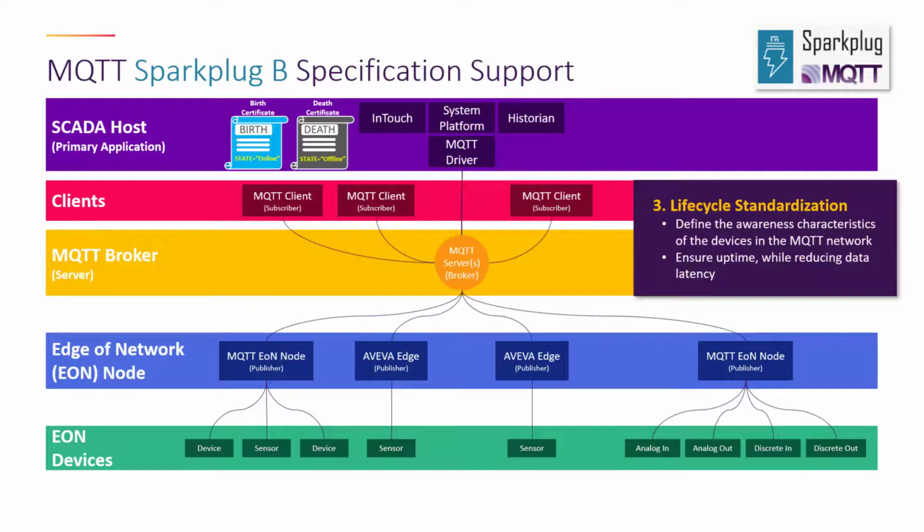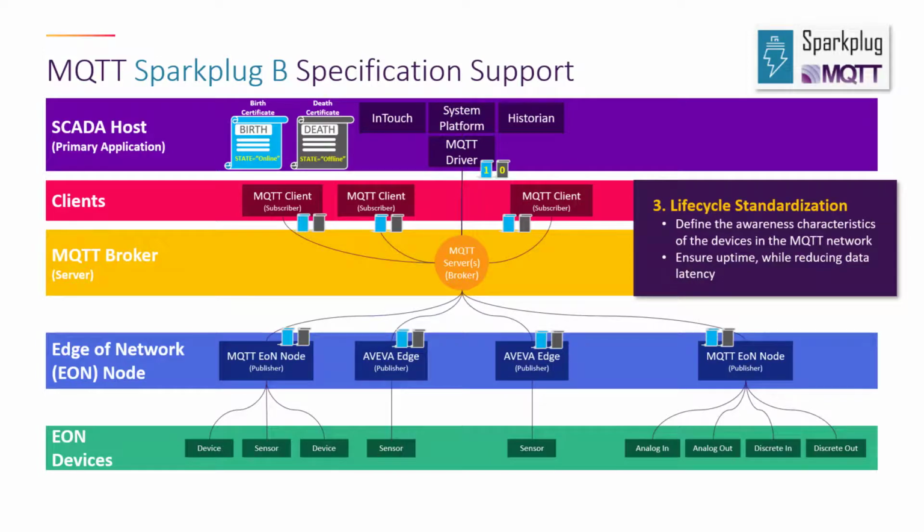which again defined what that device was expected to do when it was no longer available, is the additional concept of the birth certificate. What the birth certificate does is basically tell the broker, what does this device look like? What is the taxonomy of that device, that hierarchy, all the tags that are in the device and their structure. So it sends that information initially to the broker as part of the birth certificate. It sends the initial values from the device, so you have that initial information. And then it also sends the death information, or the last will and testament, with it.